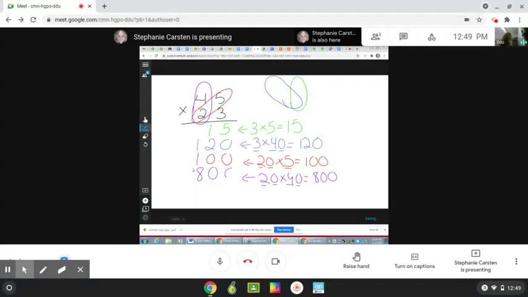And then the last step is to put all those parts back together. We have to add them all back together. So 5 plus 0 plus 0 plus 0 is 5. 1 plus 2 is 3. And 8 plus 1 plus 1 is 10. So I end up with 1,035 as my answer.